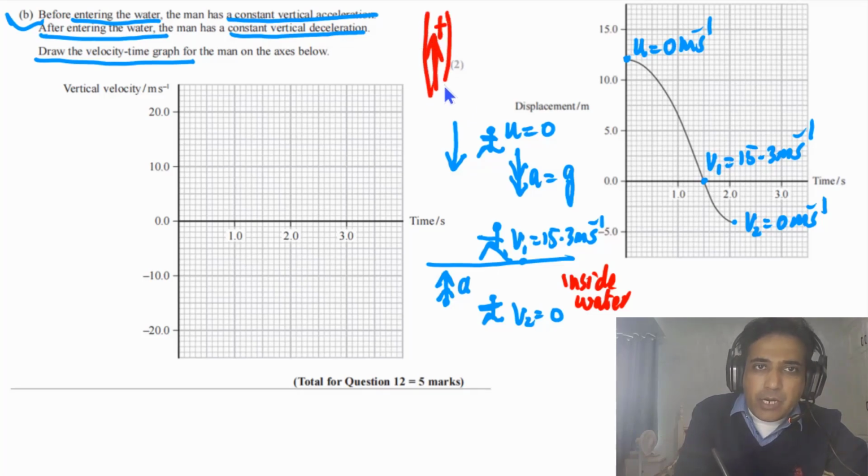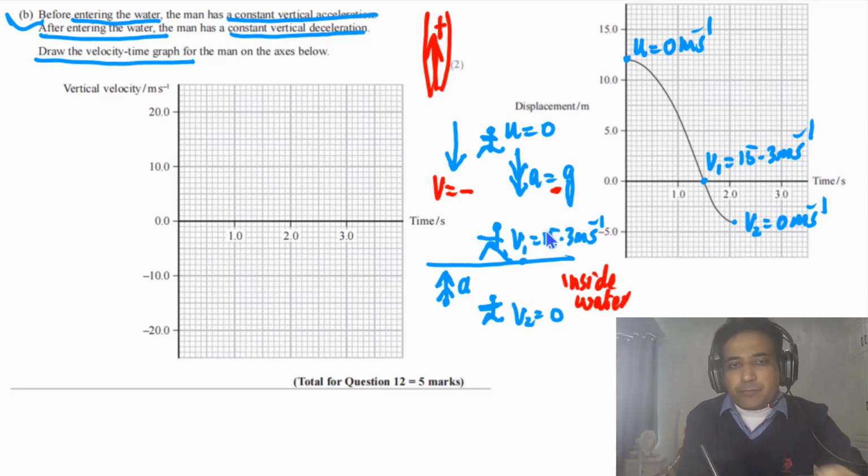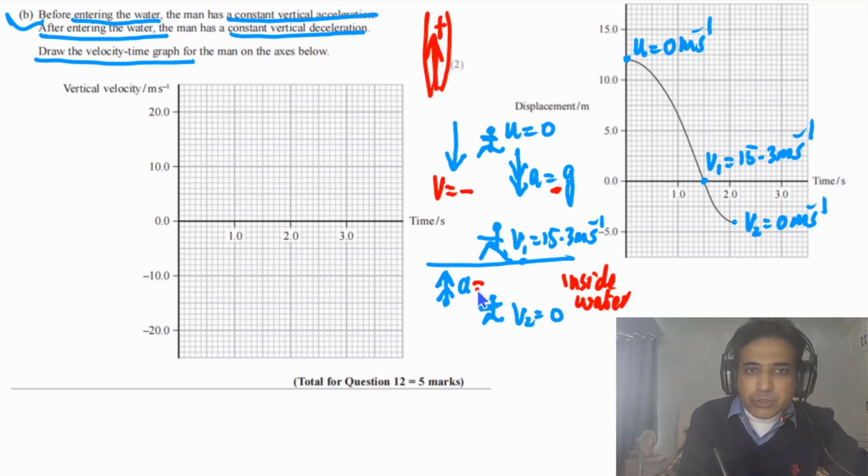So if we take up as positive, it means the velocity will be negative, so v will be negative in this region, and acceleration also will be negative. So we will say a is equal to g, but this has to be negative. So acceleration is negative. But acceleration here, this one will be positive. So if we have understanding of this point, now we can sketch the graph.